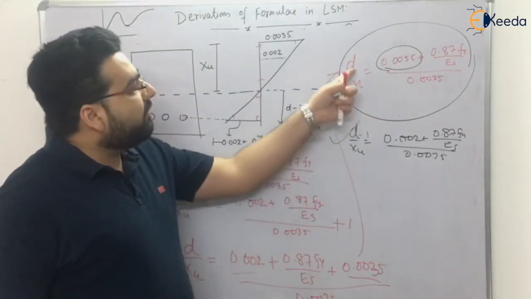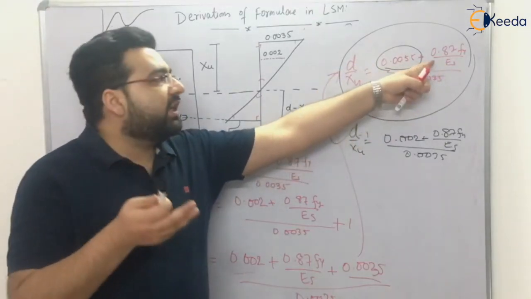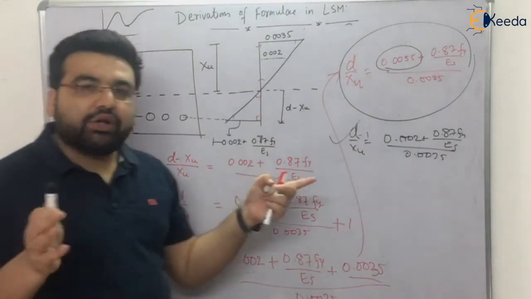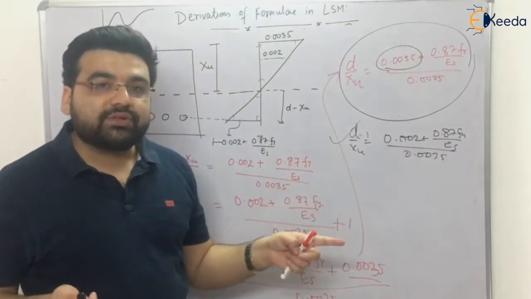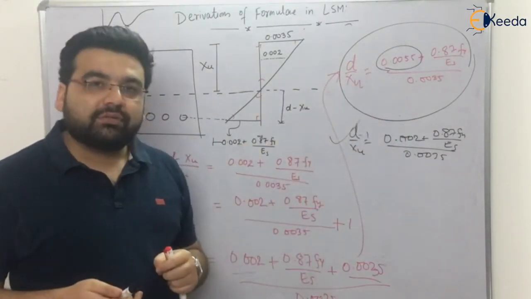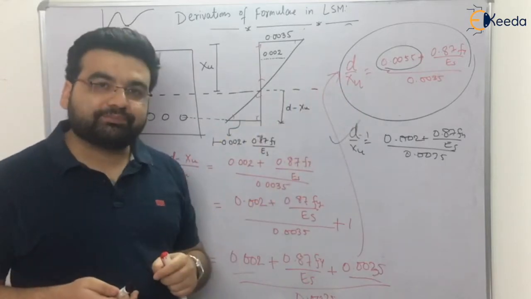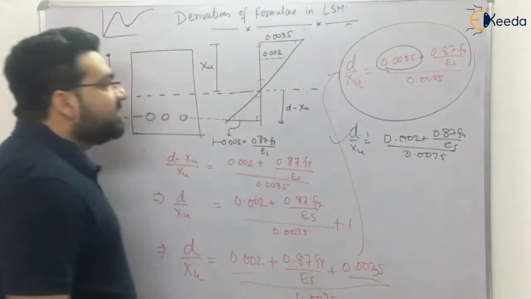You are given the value of the effective depth. Es will not be given to you. If it is given, well and good. If it is not given, it is 2 into 10 to the power 5. I already told you, right? Fy, for different types of steels, has different values, right? And similarly, you will get different values of Xu limiting. Clear? Okay. So that is how you solve these types of numericals.